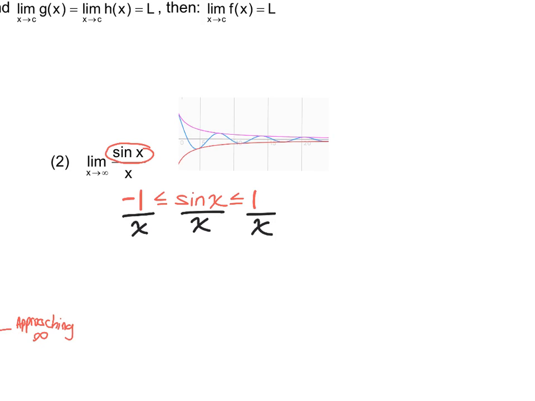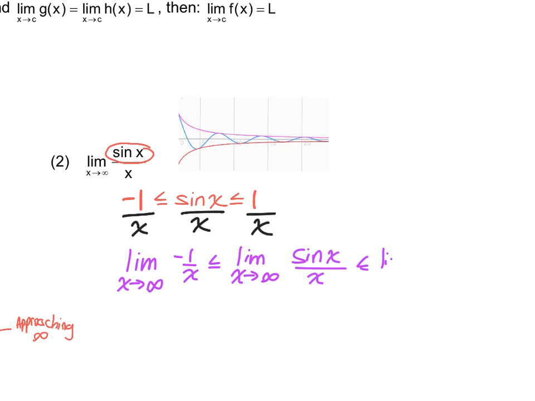So the limit as x approaches infinity of -1 over x is less than or equal to the limit as x approaches infinity of sine x over x, is less than or equal to the limit as x approaches infinity of 1 over x.